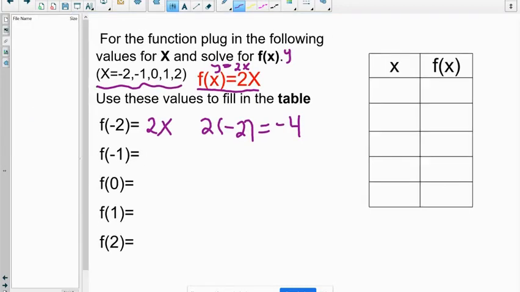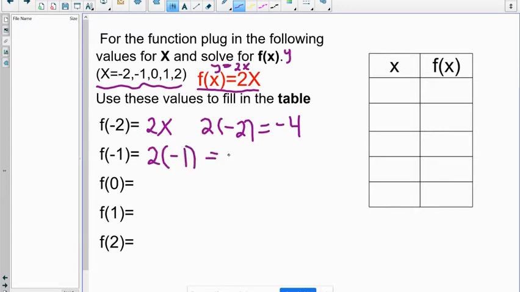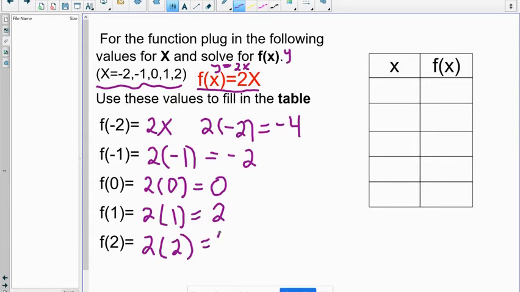Now we have f of negative 1. I'm going to do the same exact thing. So we're going to have 2, because remember that's our original function, 2x. So I'm going to fill in negative 1. And that's equal to negative 2. And f of 0, again, it's going to be very repetitive. It's going to be that same process, but we're just plugging in different values for that x value. And 2 times 0, remember anything times 0 is 0. So that's just 0. 2 times 1 is 2, 2 times 2 is 4.